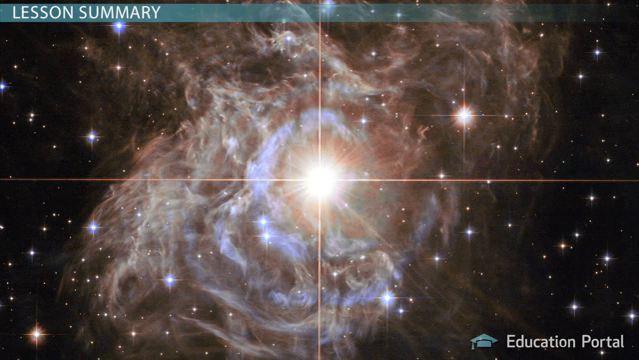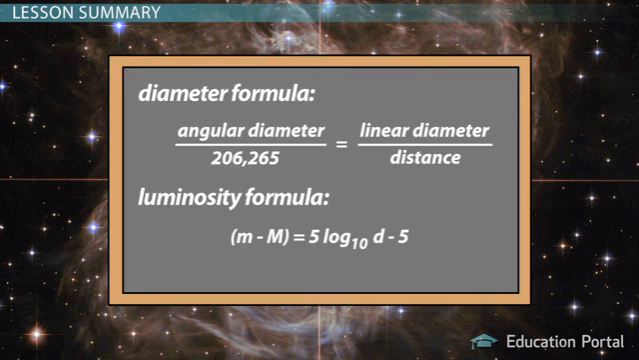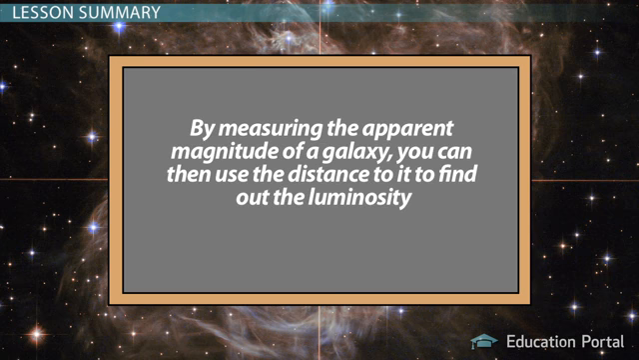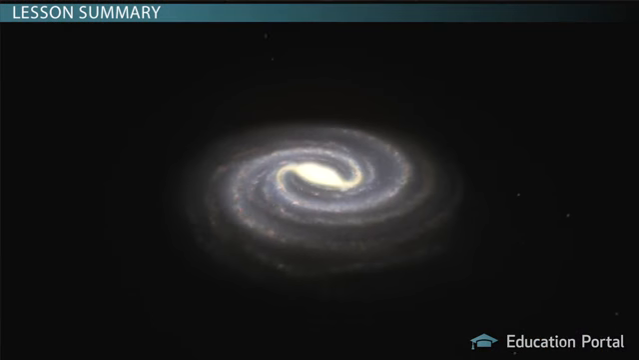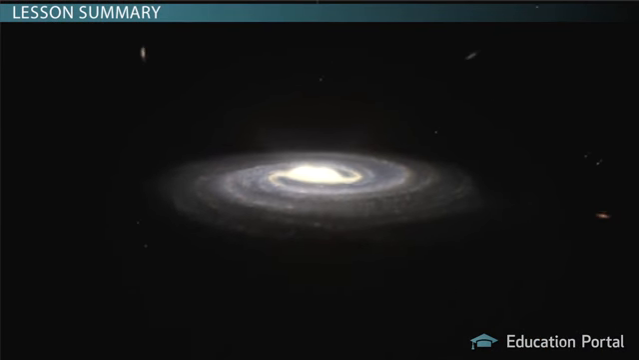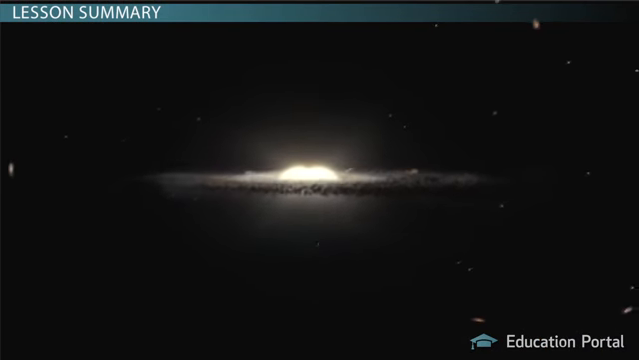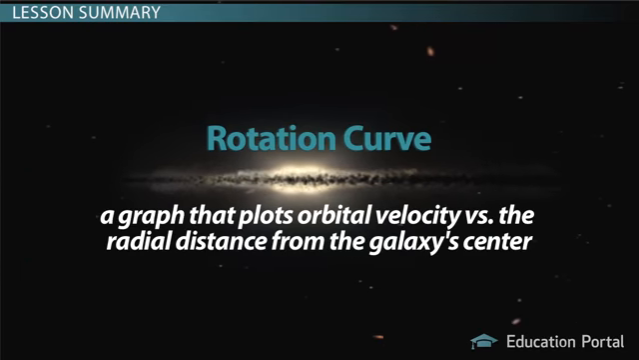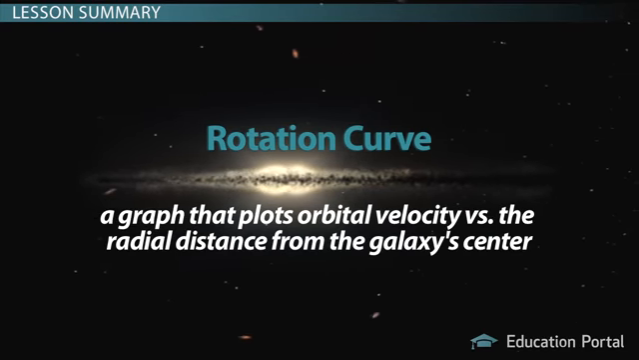Once the distance to a galaxy is found, then its diameter and luminosity can be more easily found out as well. For example, by measuring the apparent magnitude of a galaxy, you can then use the distance to it to find out the luminosity. Finally, one method by which a galaxy's mass can be measured is by making a rotation curve, a graph that plots orbital velocity versus the radial distance from the galaxy's center.